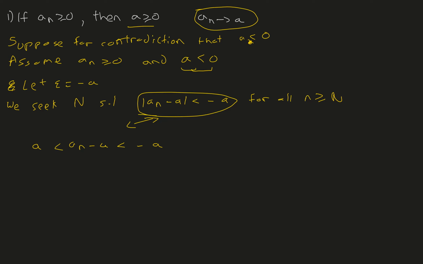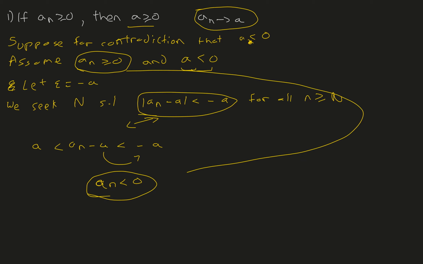If we move this to the other side of the equation, we get an is less than 0. And this is a contradiction, because we just assumed that an is greater than or equal to 0, yet we are getting that an is less than 0. So what we assumed, that A is less than 0, is not possible. So our contradiction is because this contradicts.